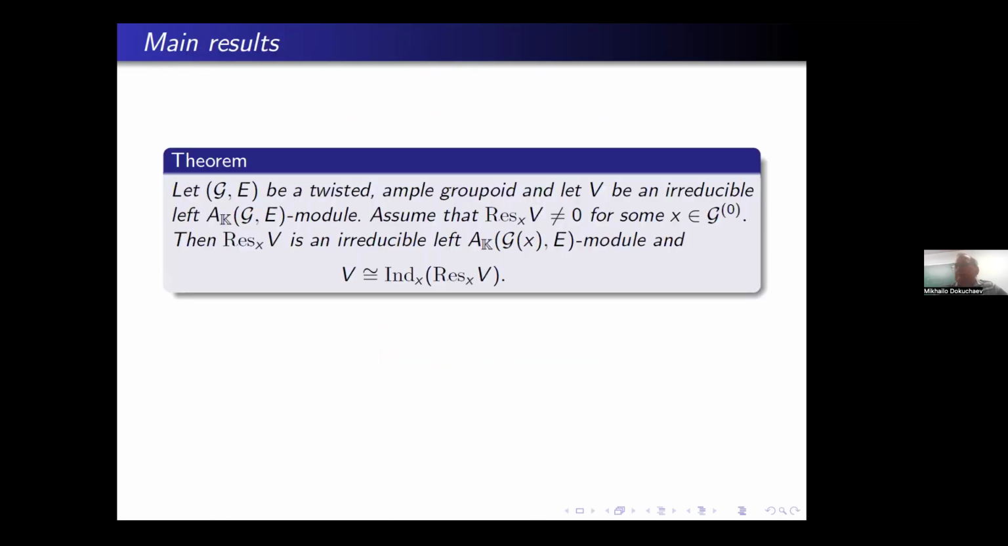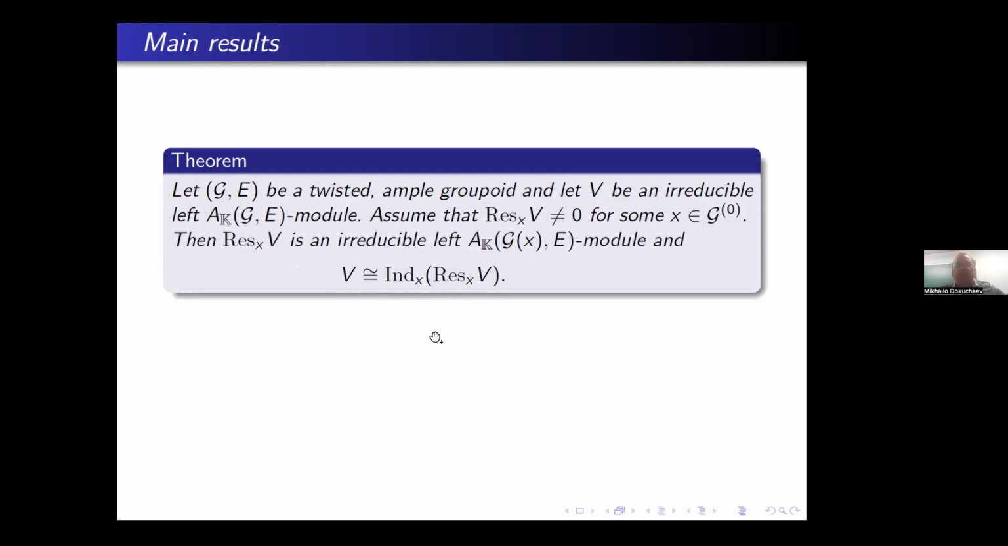Now with this, I can announce our main results. Our first theorem says that, suppose you have a twisted ample groupoid and let V be an irreducible left module over the Steinberg algebra. Assume that its restriction is non-zero for at least some point of the unit space. Then the restriction is an irreducible module over the skew group ring. And moreover, the initial module is induced from the restriction.